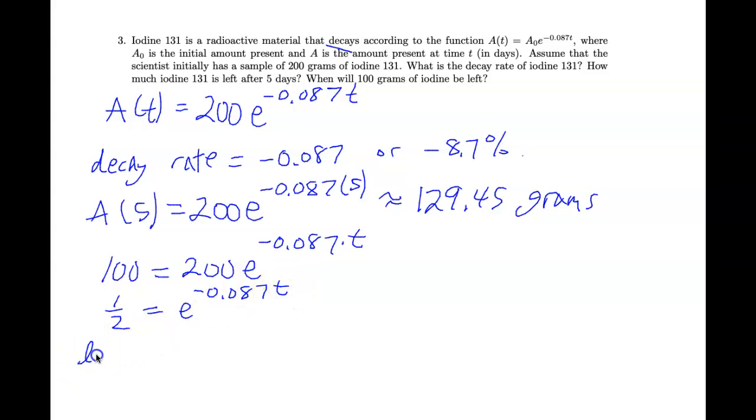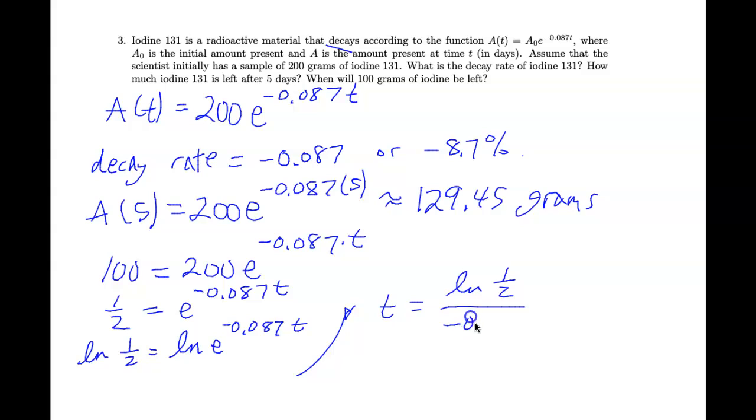To solve for T, we'll need to natural log both sides. And when we natural log both sides, the negative 0.087 T will come down as a factor, and natural log of e is 1. So to solve for T, we can divide both sides by negative 0.087. So T will equal natural log 1/2 divided by negative 0.087. This is approximately 7.967 days.